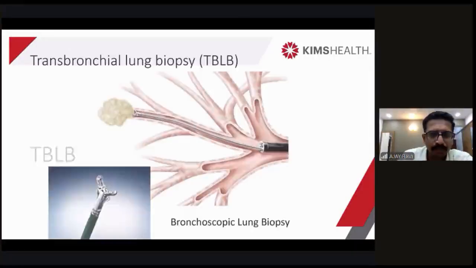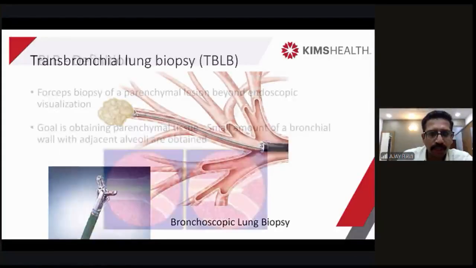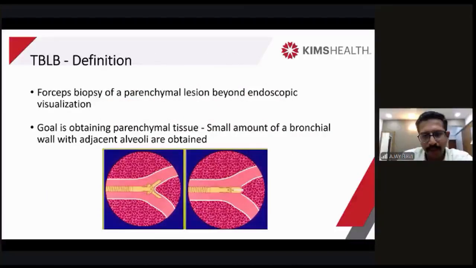Now going to the next topic, transbronchial lung biopsy, wherein you take a piece of lung from a distal carina. You can see in that picture a parenchymal lesion beyond endoscopic visualization, wherein the forceps alone goes distally, usually gets wedged into a carina like that, and you take a biopsy from that distal carina, getting the accompanying parenchyma along with some bronchial wall.